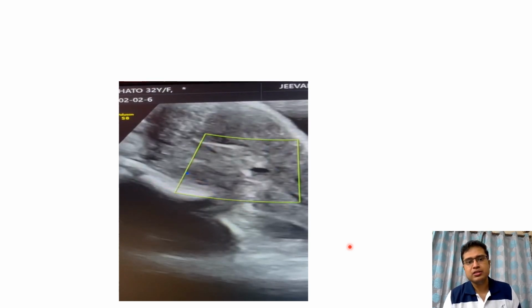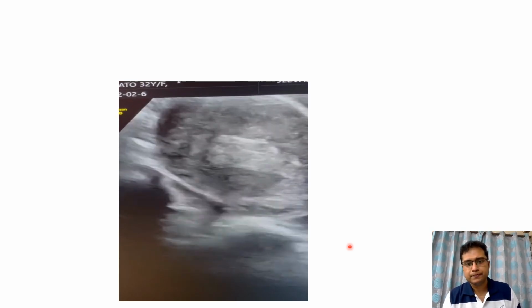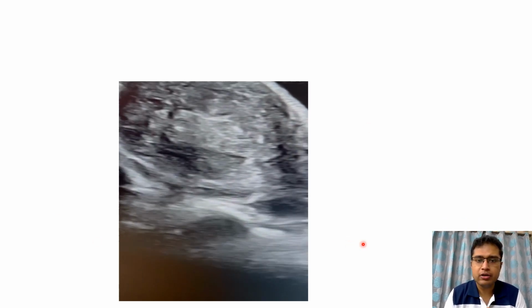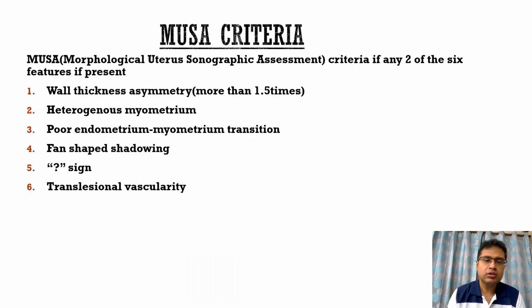So this patient is a multiparous patient. What do you think the diagnosis is here? Based on this, the diagnosis is adenomyosis, and the MUSA criteria is used for the diagnosis of this particular condition. MUSA is actually Morphological Uterus Sonographic Assessment. It says that if any two of these six features are present, we can confidently diagnose adenomyosis on ultrasound.